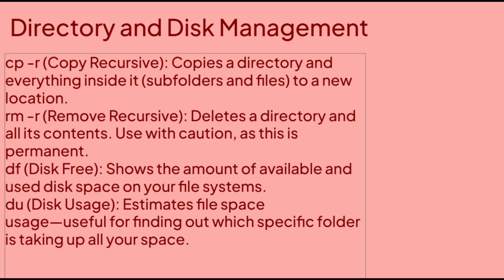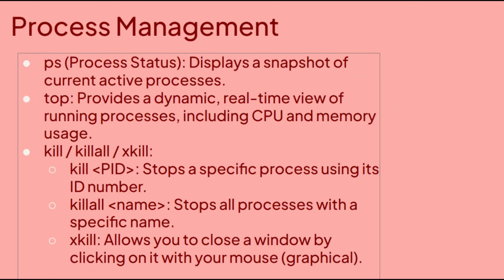Next we have disk free, which shows the amount of available and also the used disk space on your file systems. Lastly, we have disk usage, which estimates file space usage and is also useful for finding out which specific folder is taking up all your space. Now we can cover process management.